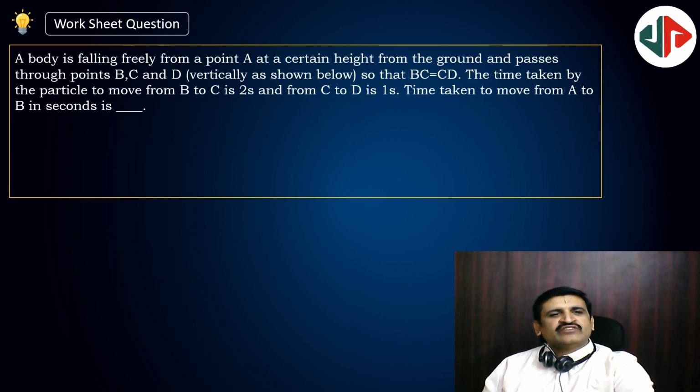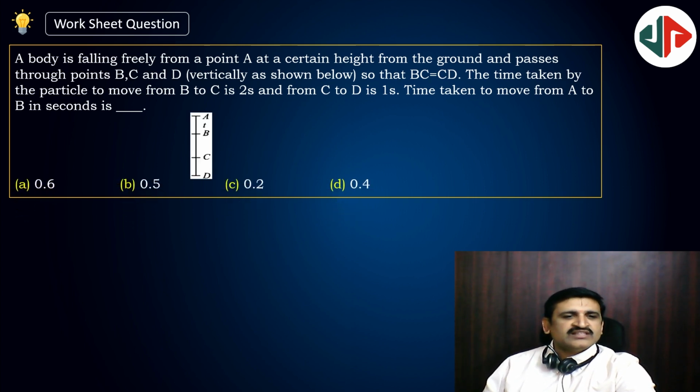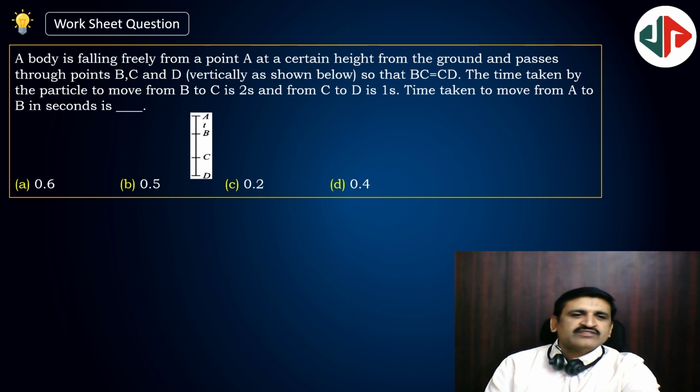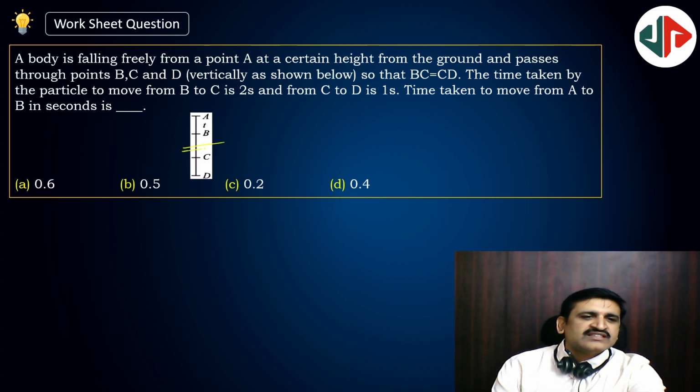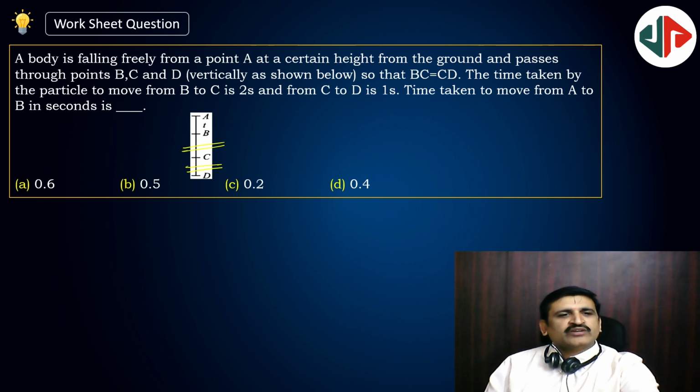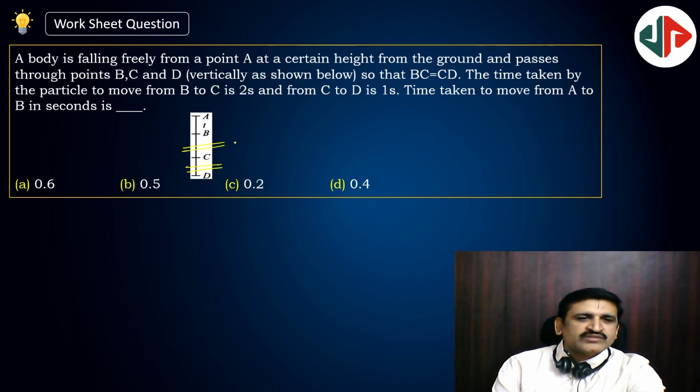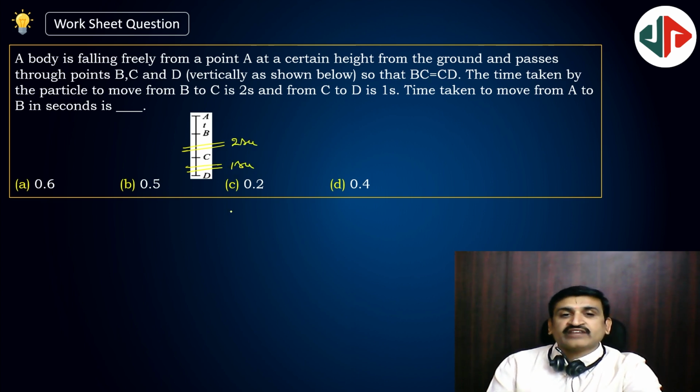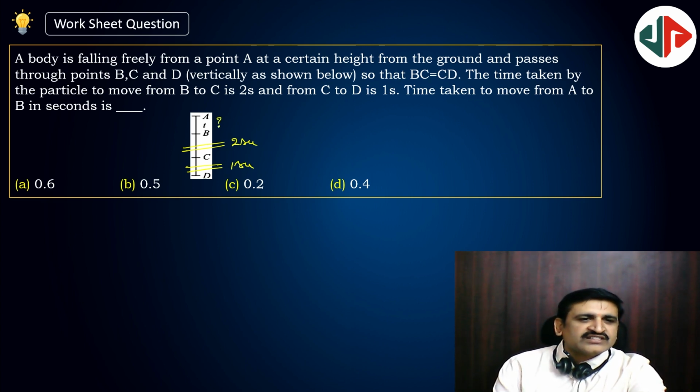Next, a body is falling freely from point A at a certain height from the ground and passes through B, C and D vertically as shown. BC is equal to CD. The time taken by the particle to move from B to C is 2 seconds, and C to D is 1 second only, because it is already falling, it acquires some speed. Time taken to move from A to B, we need to find.